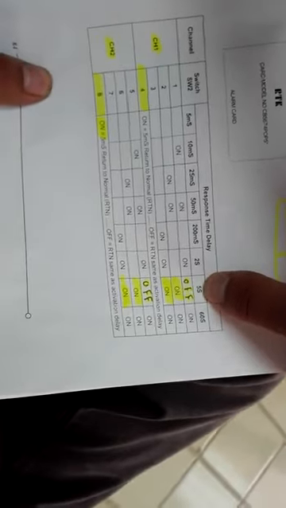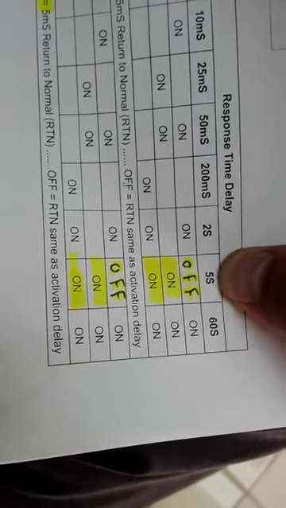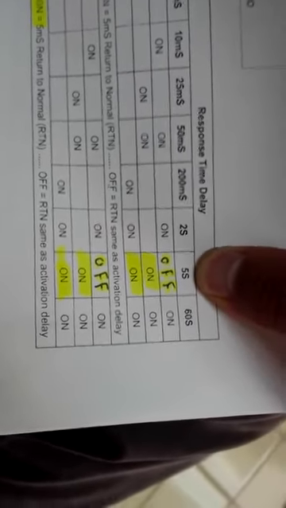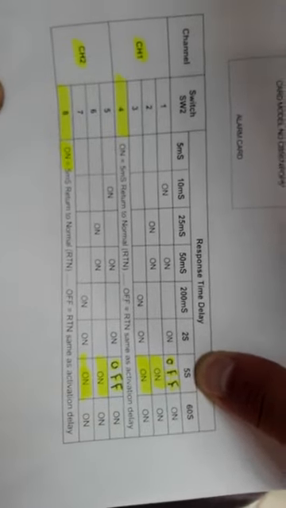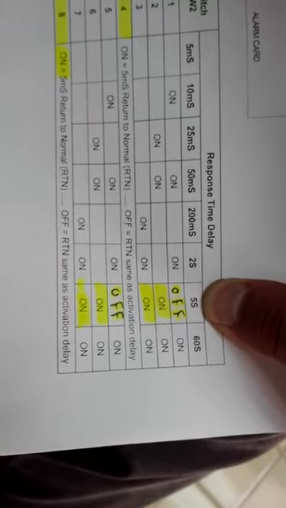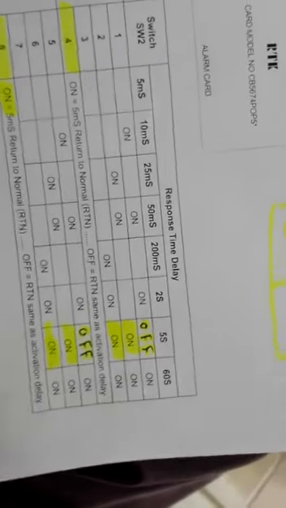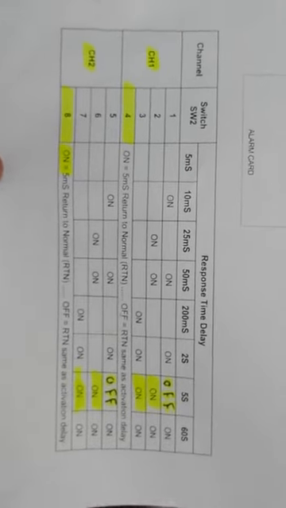Now for our AVC panel we need a 5 second response time delay. According to our requirements it will be 5 seconds. So we have to make changes in switch SW2 in this pattern. So what will be the switch status?